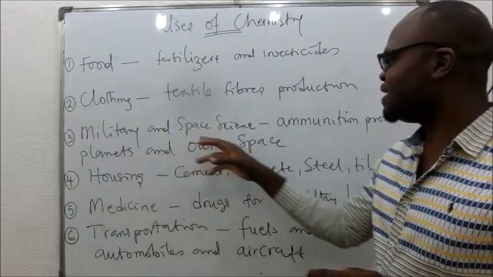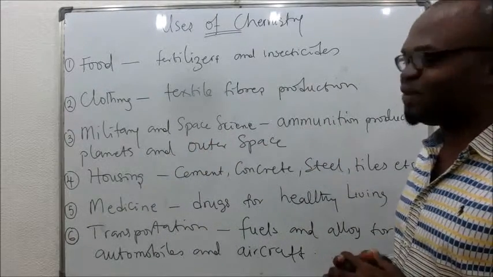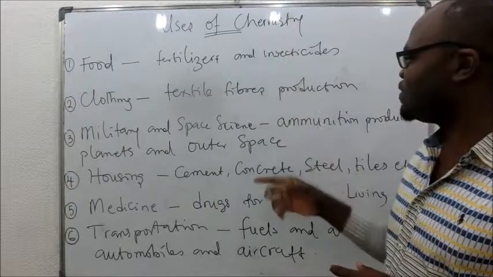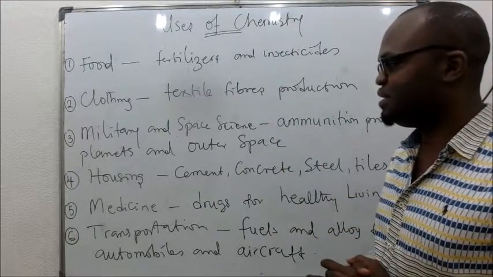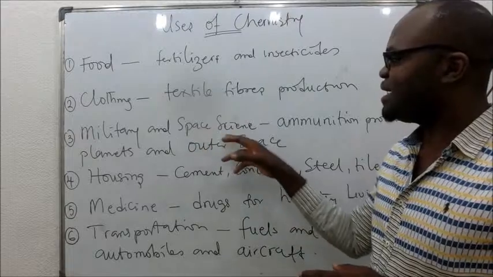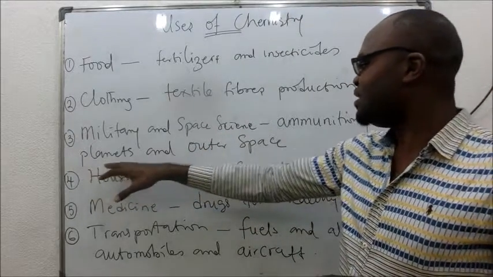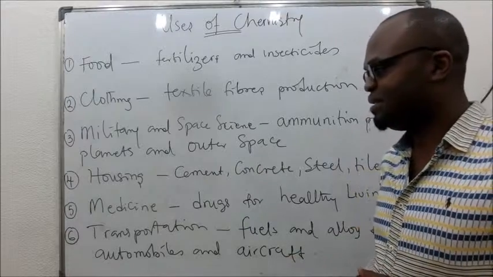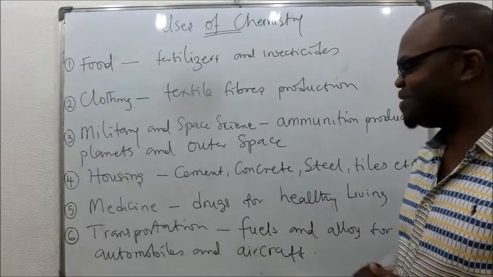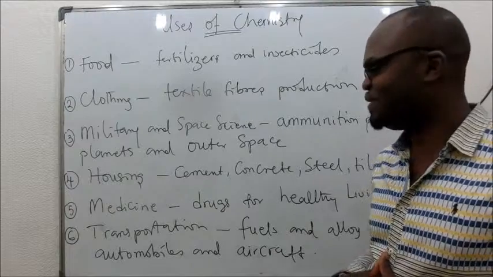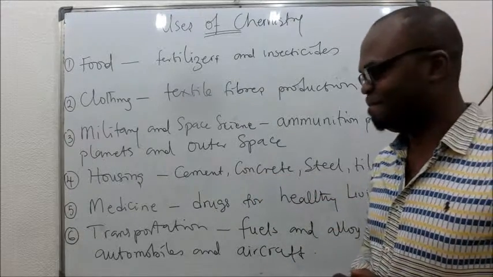In our military and space science, we need to manufacture ammunition. So how do we go about it? The knowledge of chemistry helps us in the manufacture or production of ammunition. And in space science, we need to know chemistry in order for us to explore very well the outer space and the planets. For housing, we need cement. So what are those chemicals that we use in producing cement? We also need concrete, steel, tiles, and other things.